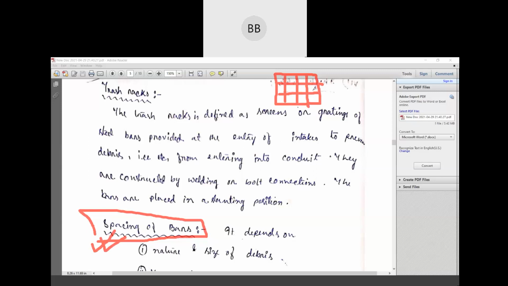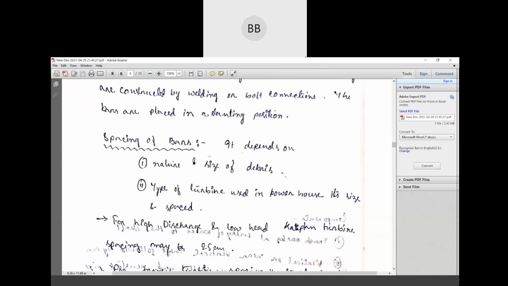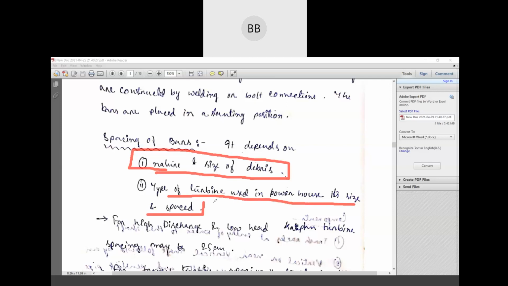These bars may be welded or bolt connected. The spacing depends on the nature and size of debris for that particular river, and also on the type of turbine used in the powerhouse and its size. So these are the two factors on which we decide the spacing of the bars of the trash rack.